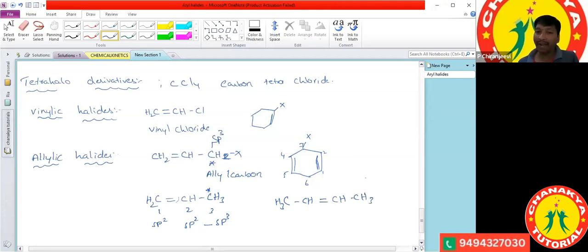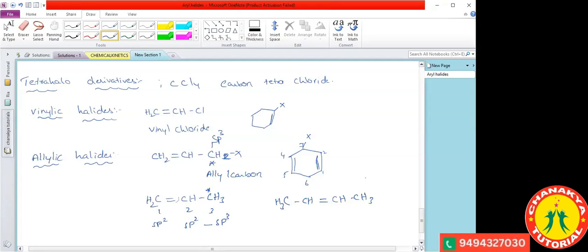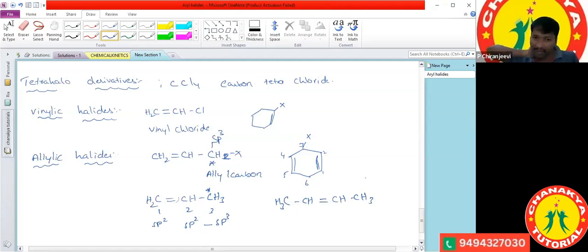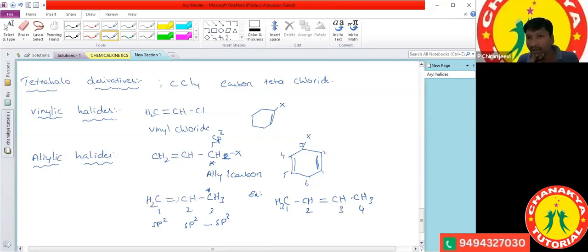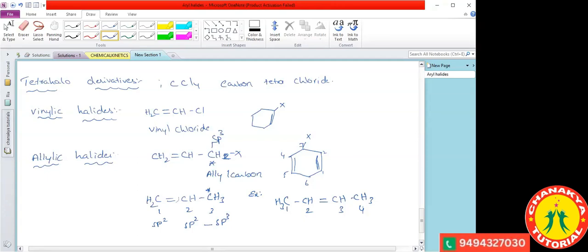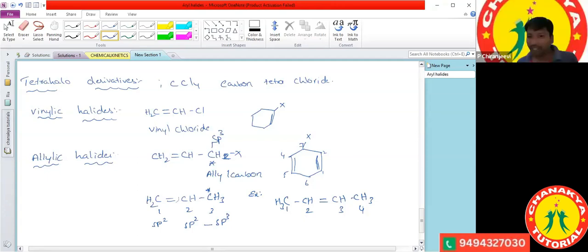Samhita, how many allyl carbon atoms are there in this one? I wrote an example here. How many allyl carbon atoms are there in the given compound? Ritu, two, sir. Two are there.